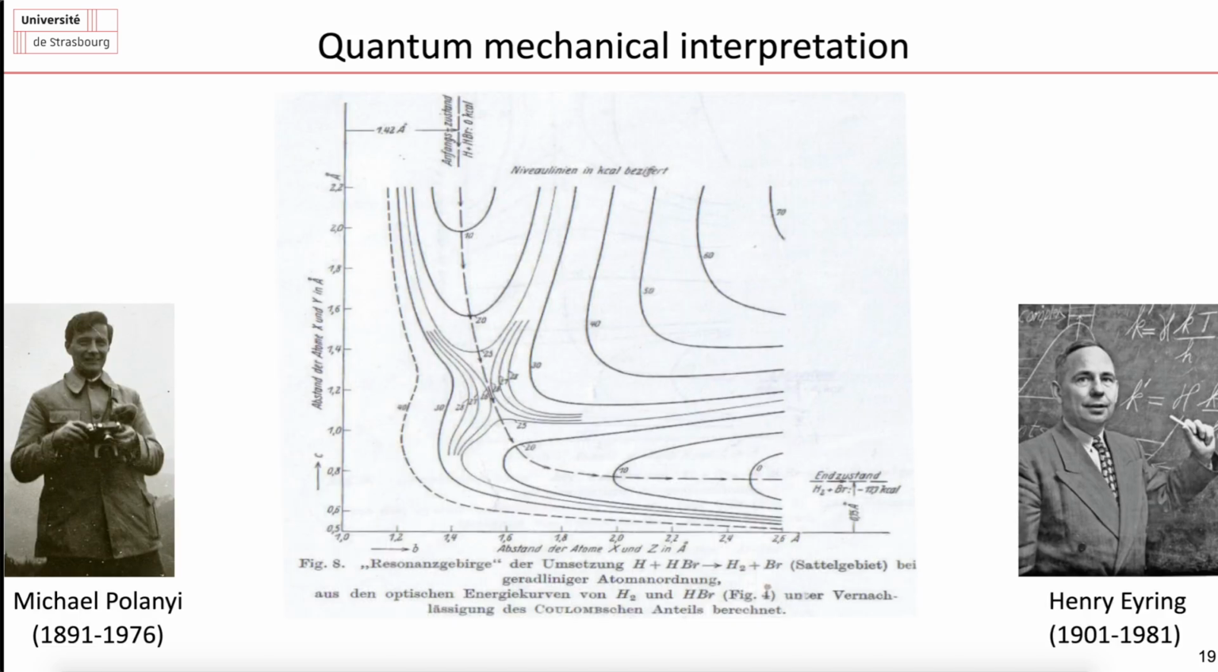So now we have to wait about 40 years to get new insights into what these constants in the Arrhenius equation really can mean. There was a completely new field opening up, which was quantum mechanics. Two important people there are Michael Polanyi and Henry Eyring. Polanyi was the director of the Haber Institute in Berlin, and he was hosting a young, at that time, Mexican American, which was Eyring.